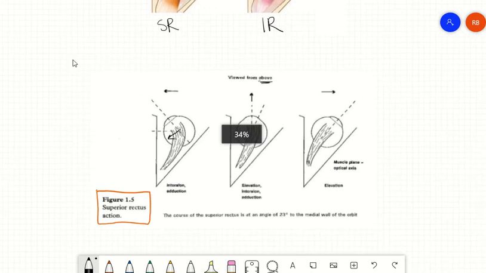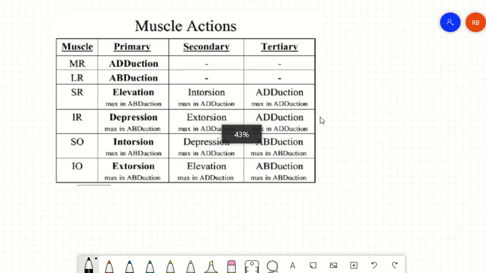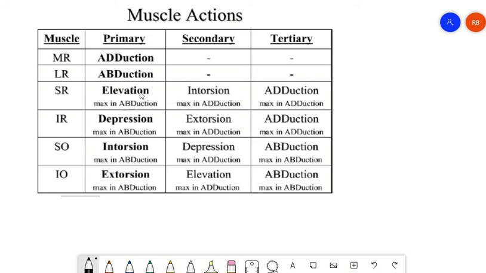So that's why when we go back to the table, we can see that superior rectus, the primary action of it is to elevate, and that is best in abduction. But it also intorts, but the intorsion effect is greatest when the eyeball is adducted.